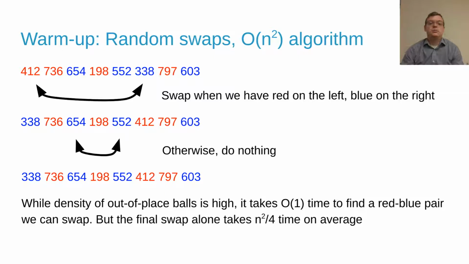When the number of balls on the left that are red or that are blue on the right is high, it's very easy to find balls to swap. So it takes big O of 1 time, in fact. But as the density gets low, this takes much longer. In fact, even the last step alone takes, on average, n squared over 4 time. N over 2 steps, or 2 over n is the probability that you grab something right on the left and on the right. So you need to multiply this together and then invert to get the expected time.